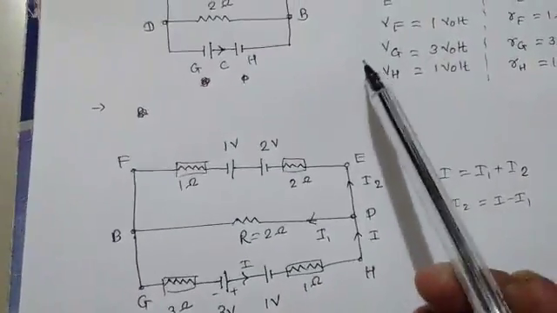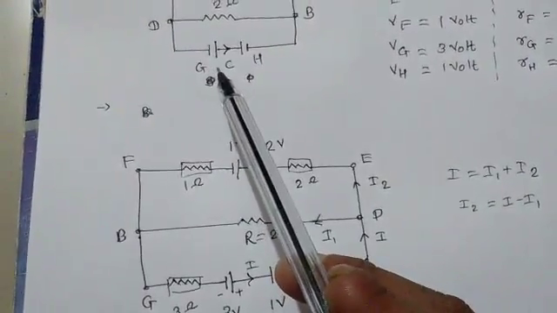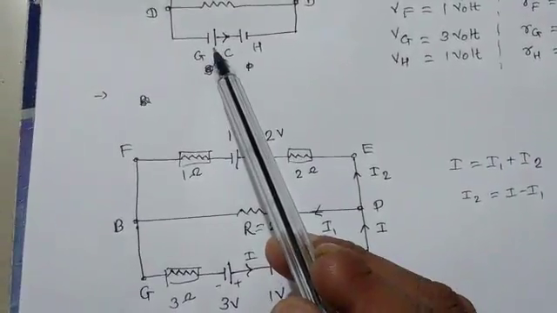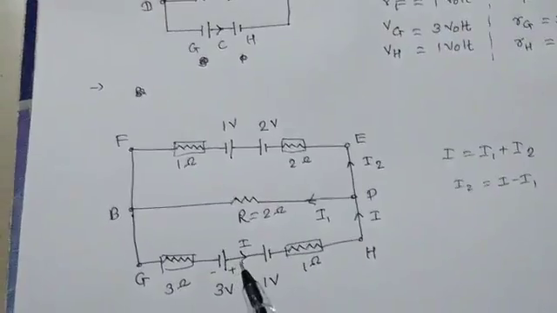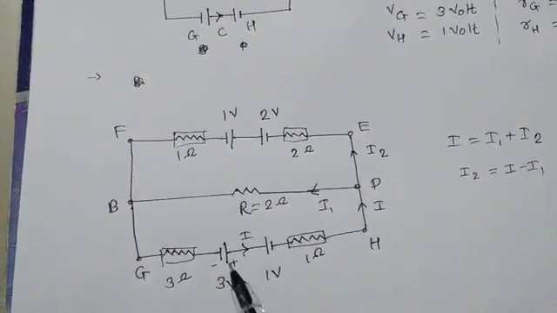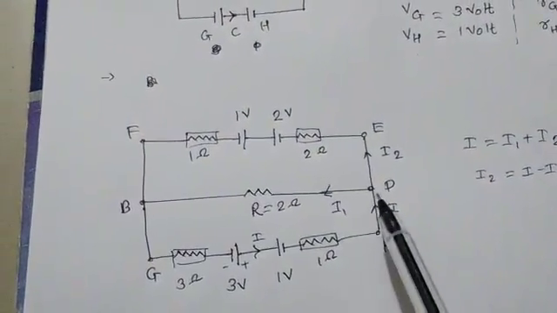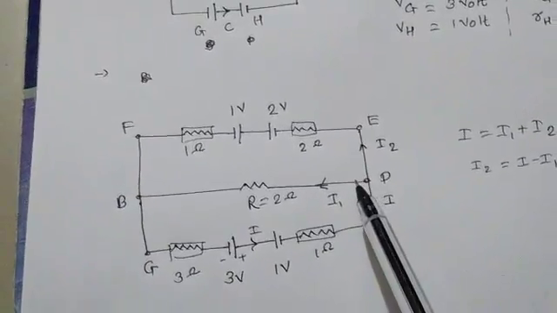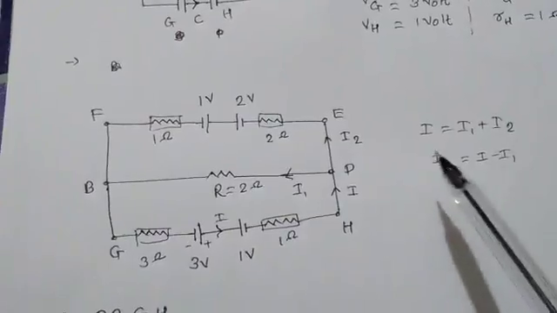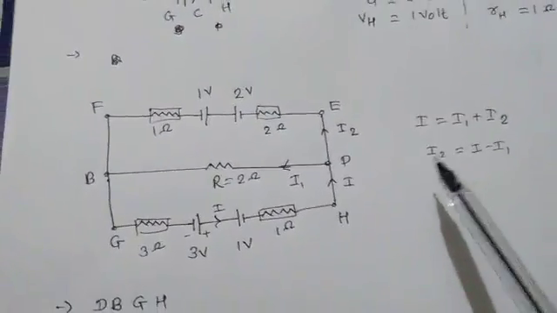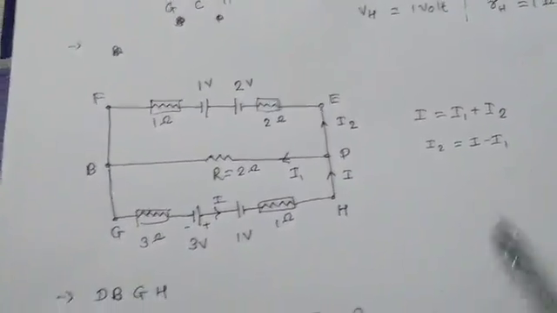Now from all these batteries, G has the highest potential. That's why the current is going to flow from that battery. So the current is going to flow from the 3 volt battery. It is going to move in this direction. At point D, it is a junction, so it is going to be divided into two parts, I1 and I2. So we can say that I is equal to I1 plus I2. So I2 is equal to I minus I1.